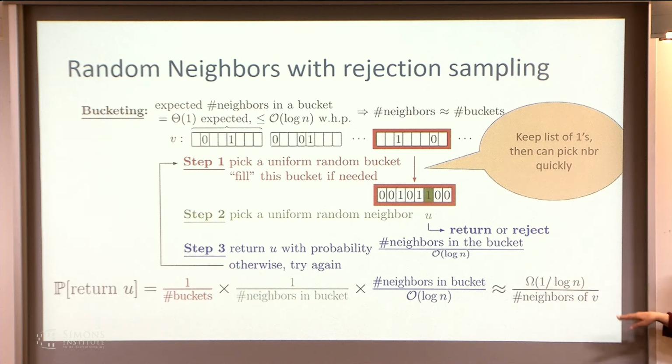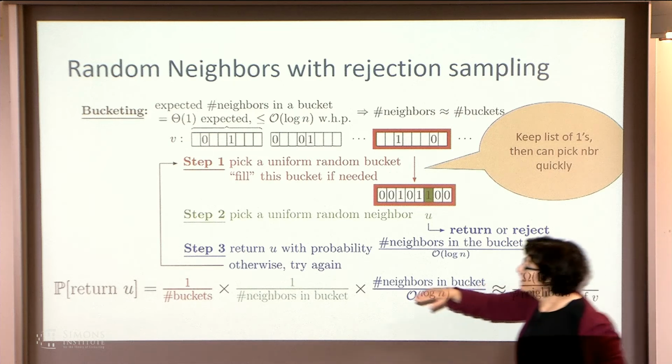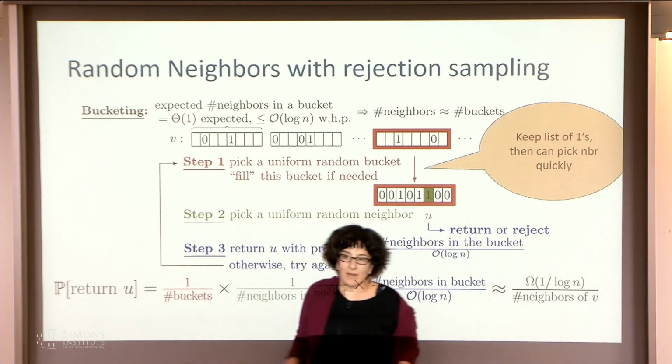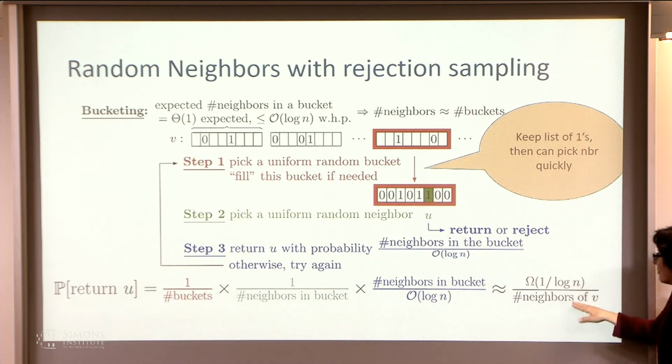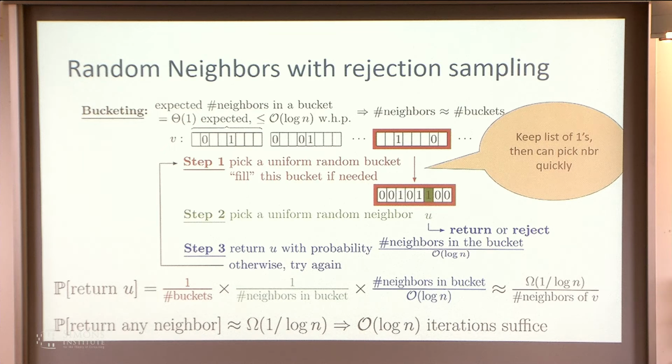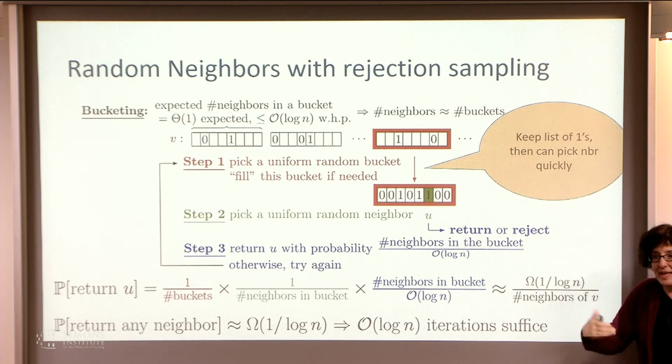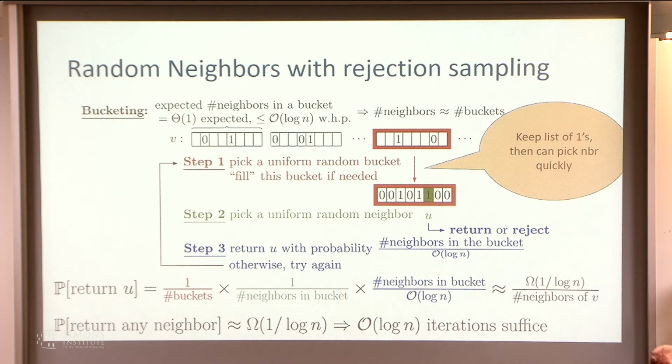So that's going to be omega 1 over log n times number of neighbors of V, where V is the original guy that we wanted a random neighbor of. So this is the right distribution, 1 over the number of neighbors of V, but divided by log n. So what this means is the probability we return something in any loop is something like 1 in log n. And if you do this logarithmically many times, you're finally going to have something to output. And it's going to be uniform distribution. Okay, so that's the plan with the bucketing.